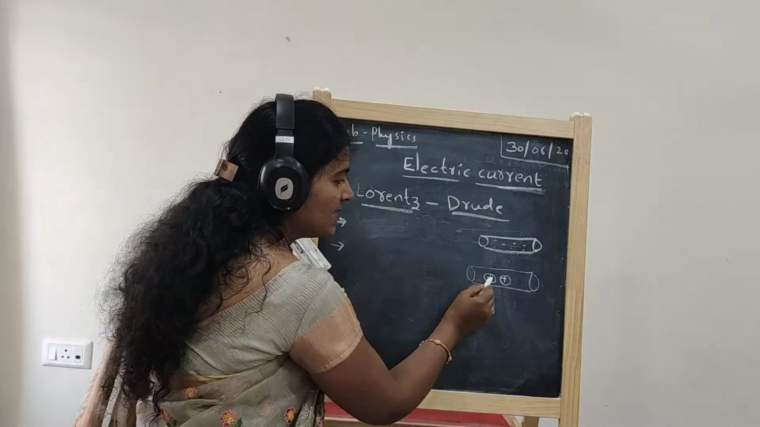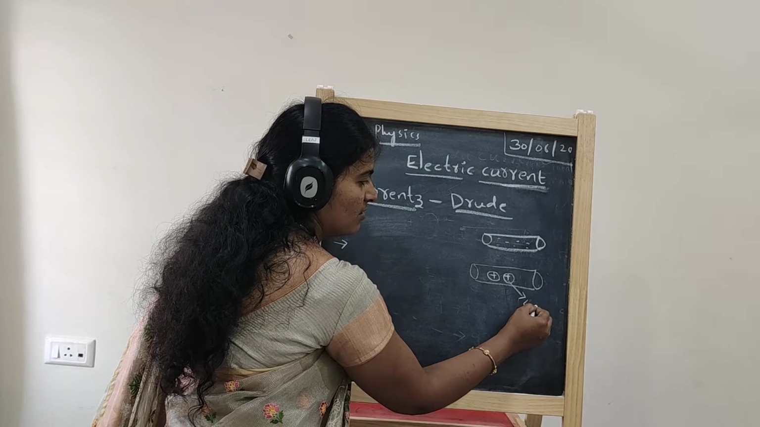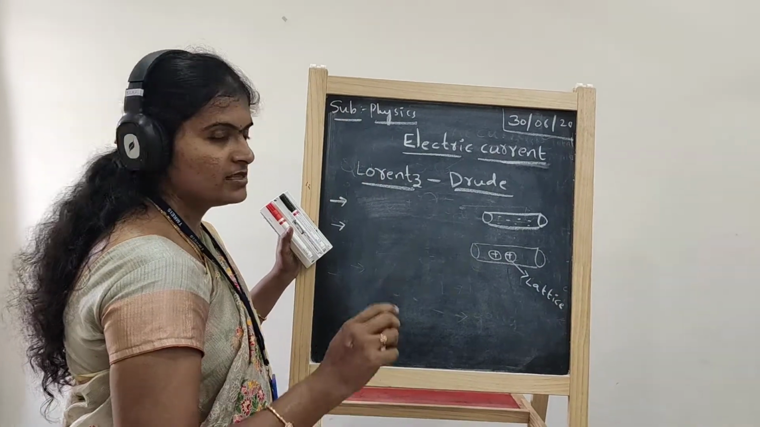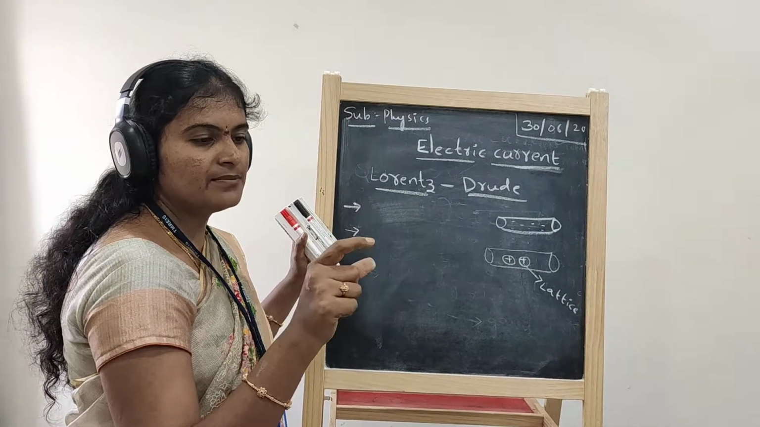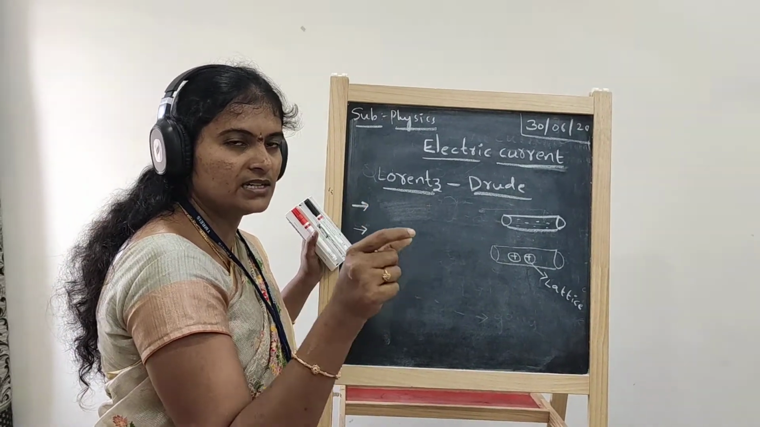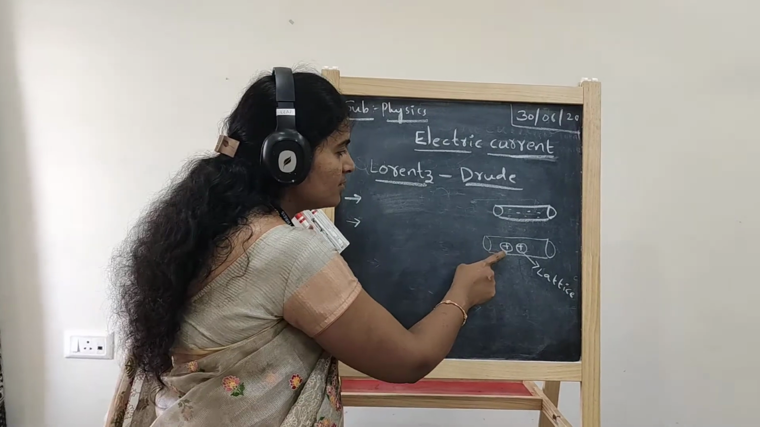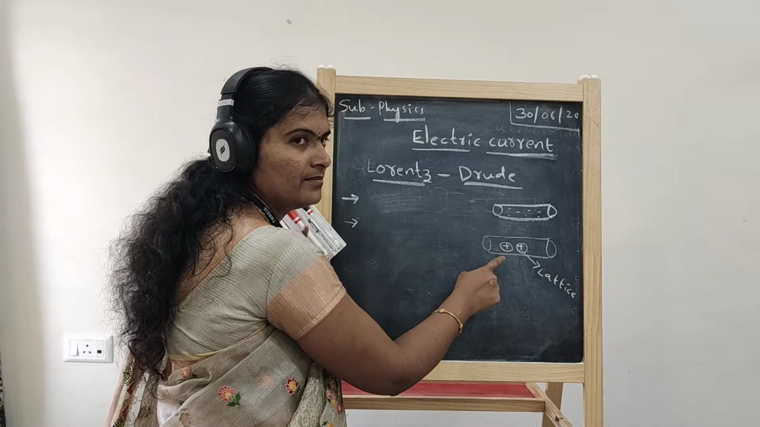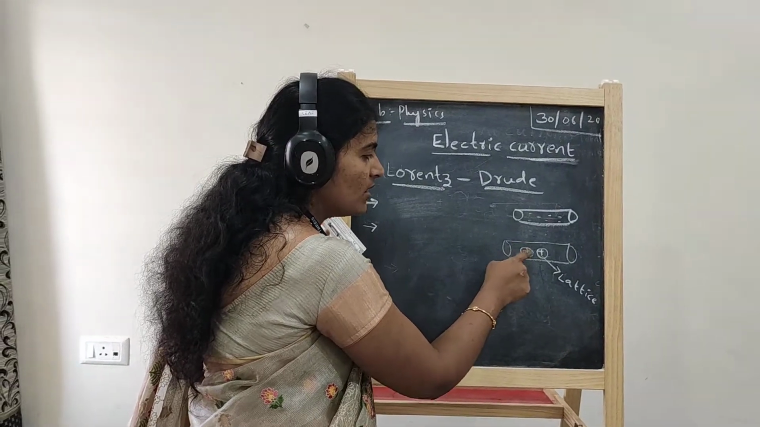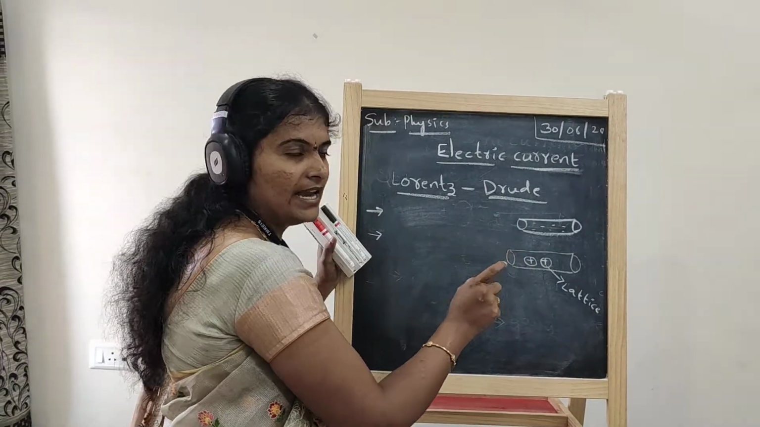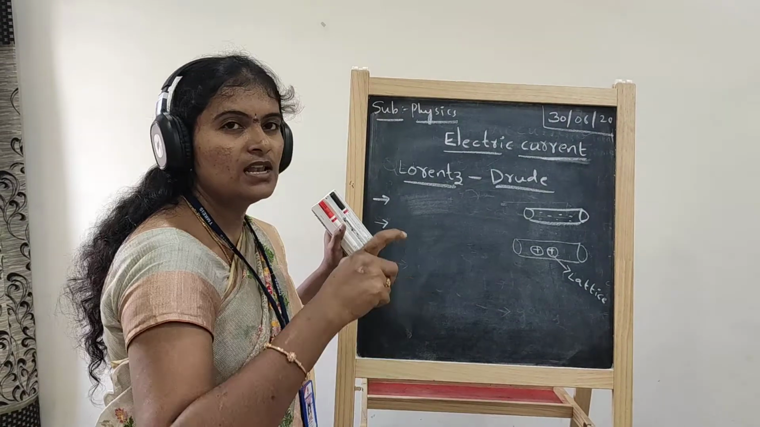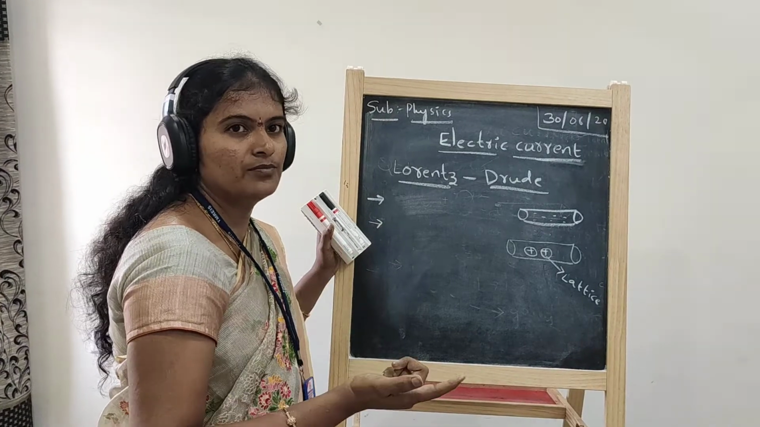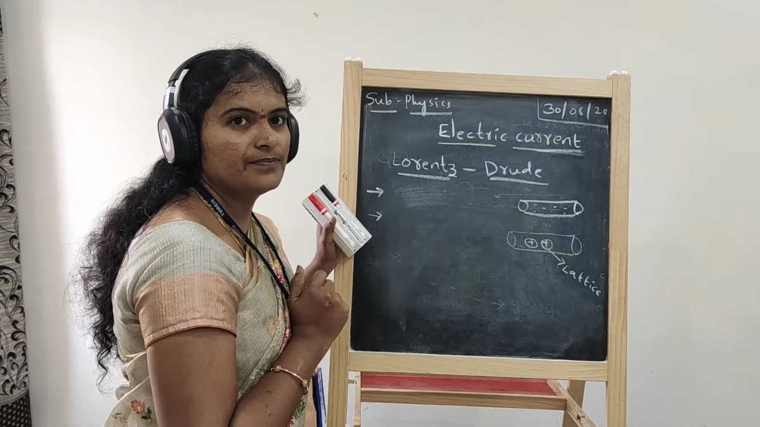This is called the lattice. Positive charge is nothing but, in an atom, positive charge is located at the center. That is called the nucleus. So these positive ions are immobile, so it is called a lattice. Around the lattice, electrons will revolve. Electrons can move around the lattice.